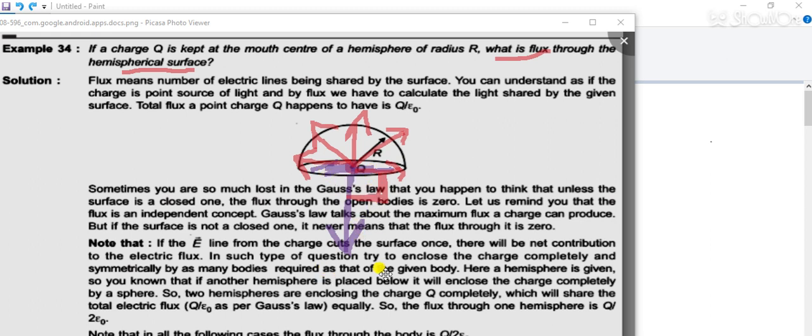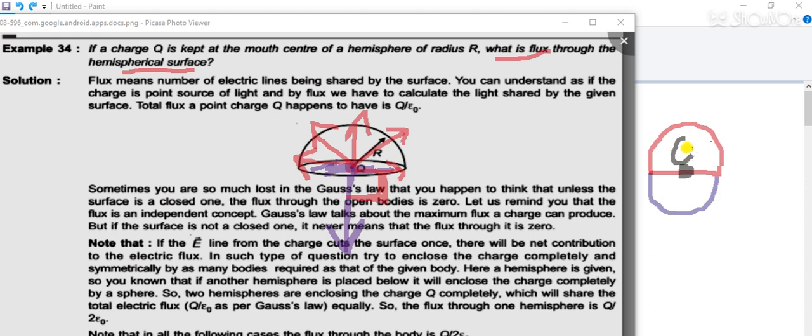First concept. Another concept you can use here is, first complete the diagram. It is the hemisphere 1 that is given, and to complete the symmetry draw another hemisphere like this. Now the sphere is completed, and suppose Q charge is placed here. So it is another concept. You can follow whichever concept you understand, but I think the symmetry concept is good.